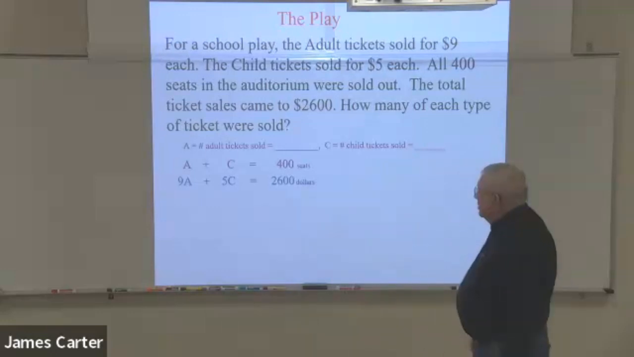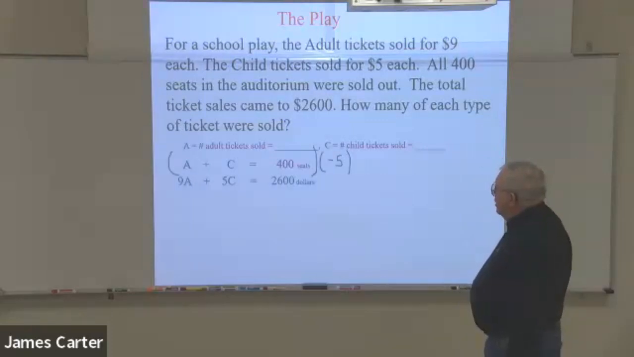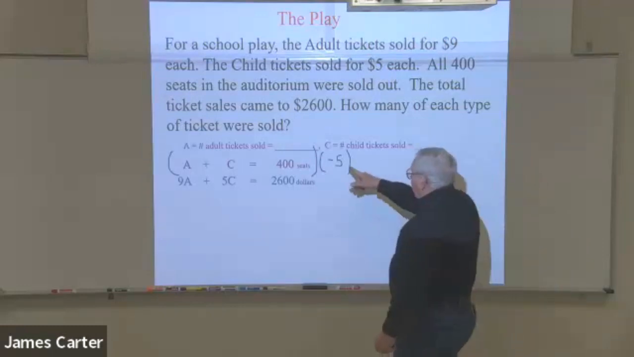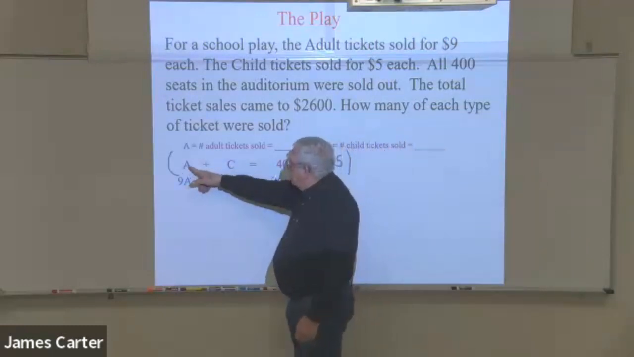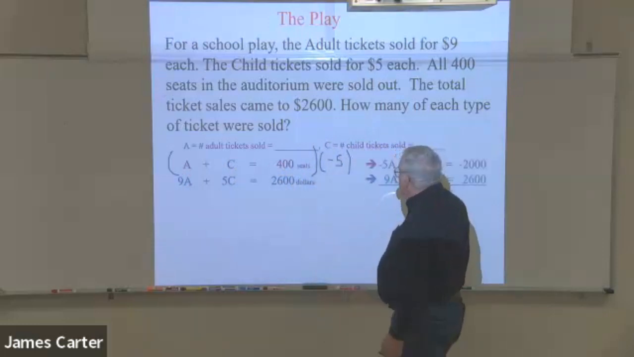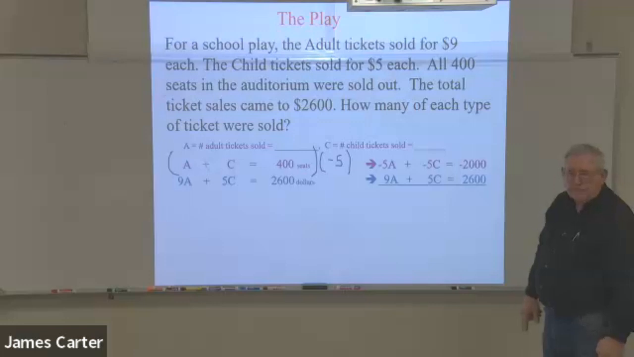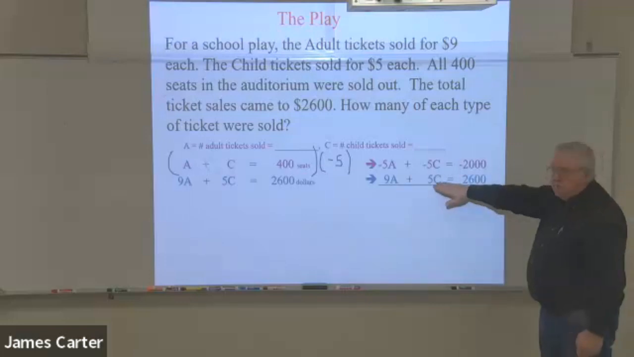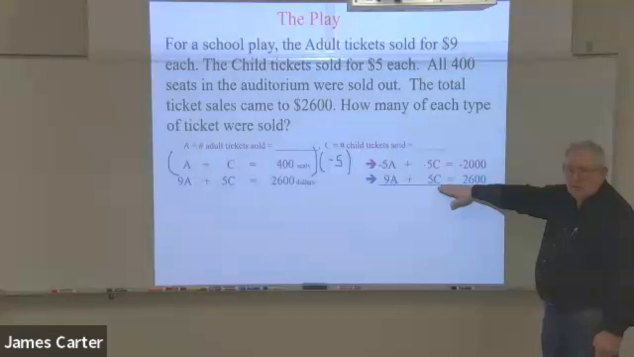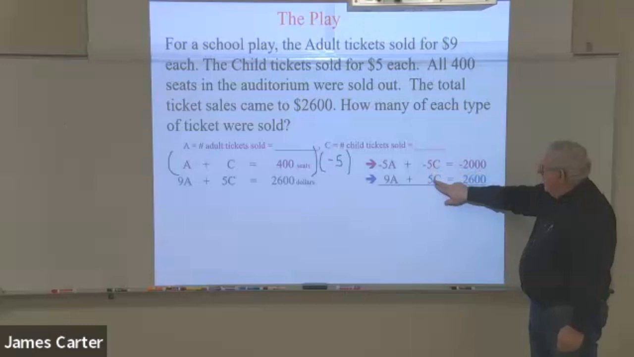So I can do either the A's or the C's. In this case, I chose to eliminate the C's. So I multiplied everything in this first equation by negative 5, resulting in this equation. Well, I just brought this one over. Okay. I have the opposite pair right here.